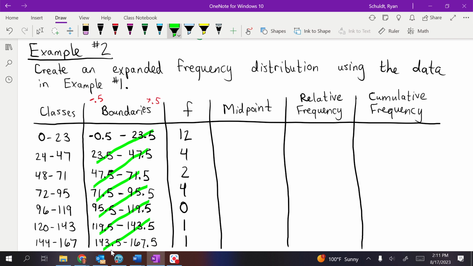Okay, midpoint. We're basically finding the average of the class limits here. So it'd be like 0 plus 23 divided by 2, which gets us 11.5. Yes. Then we do 24 plus 47 divided by 2.